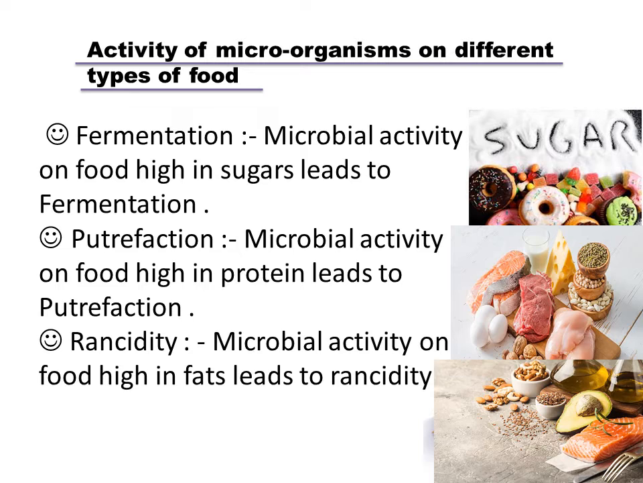Let's talk about the activity of microorganisms on different types of foods. Fermentation: microbial activity on food high in sugar leads to fermentation. Putrefaction: microbial activity on food high in protein leads to putrefaction. Rancidity: microbial activity on food high in fats leads to rancidity.